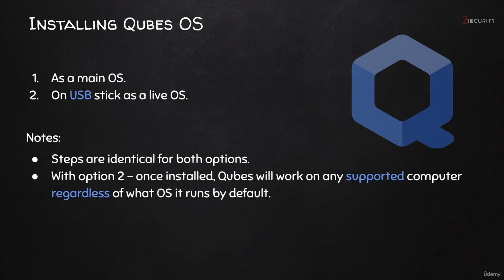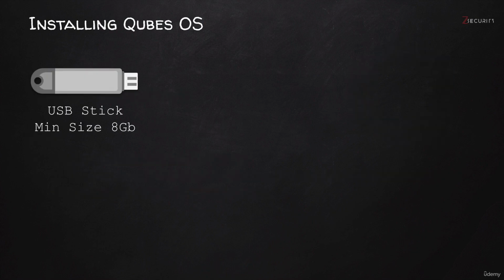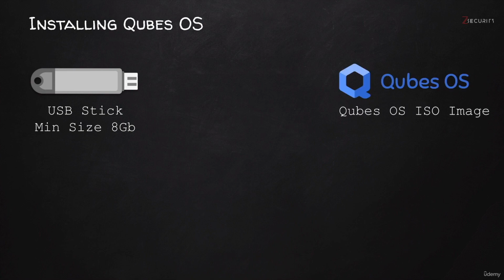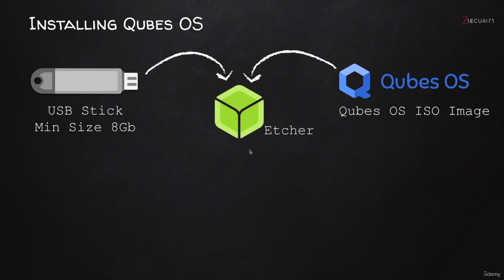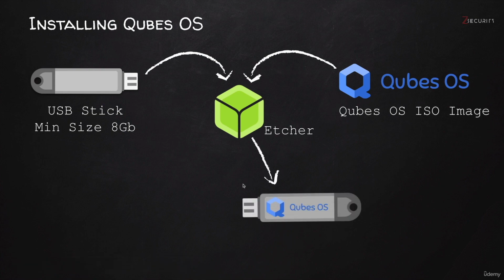Now we have two options. We can first of all install it as a main operating system on the built-in storage of your computer, or we can install it on a USB stick as a live operating system. So, for now, we're going to need a USB stick with at least 8 gigabytes of storage. We will also obviously need to download Qubes. We're going to use Etcher, which is the same program that we used to flash Tails, so we're going to use it to flash the Qubes ISO image to the USB stick. And that way, we're going to have a bootable USB stick that contains the Qubes ISO image.